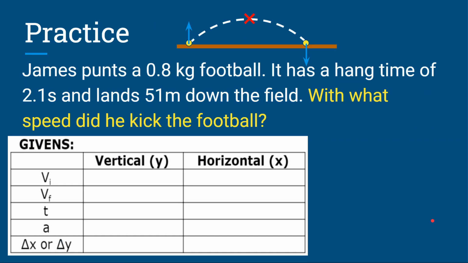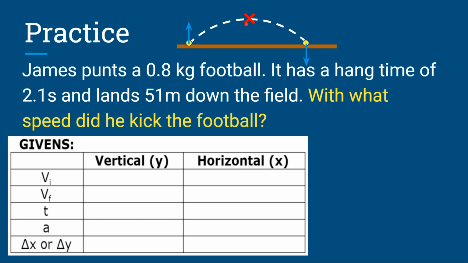Let's try an example calculation. It says James punts a 0.8 kilogram football. It has a hang time of 2.1 seconds and lands 51 meters down the field. With what speed did he kick the football? I have a little drawing up here already to show the trajectory of this football, and I've got just some random things labeled. I know, like we just talked about, that whatever my initial velocity is here, at least vertically, my final velocity here will be equal and opposite, and I labeled the max height because there's some stuff I know about that point too.